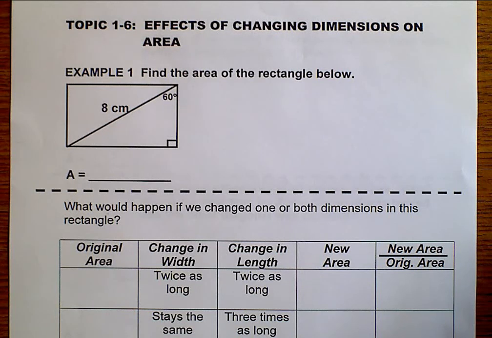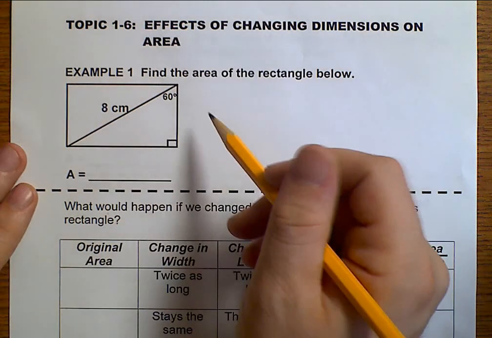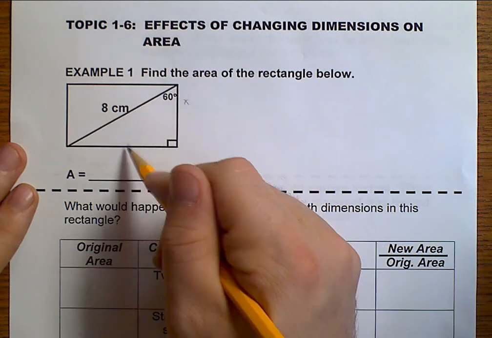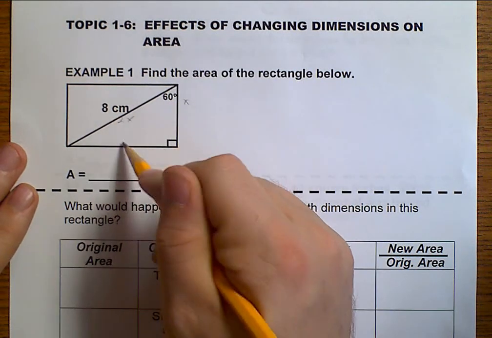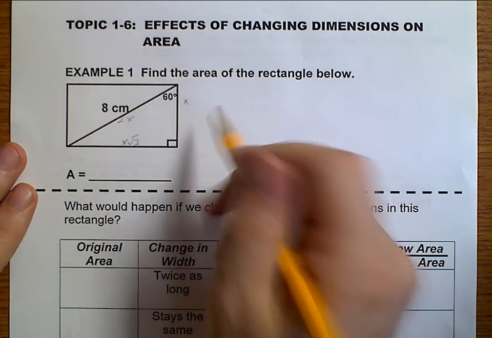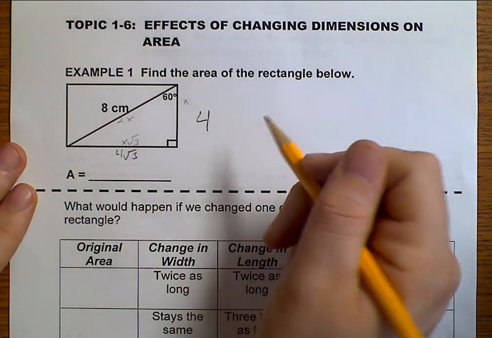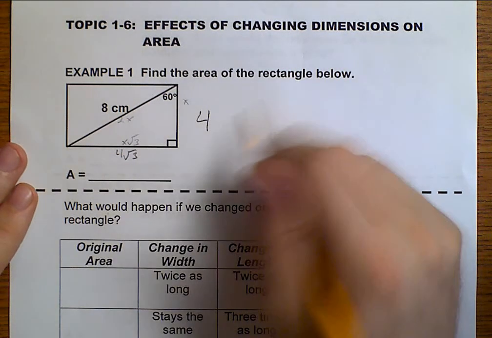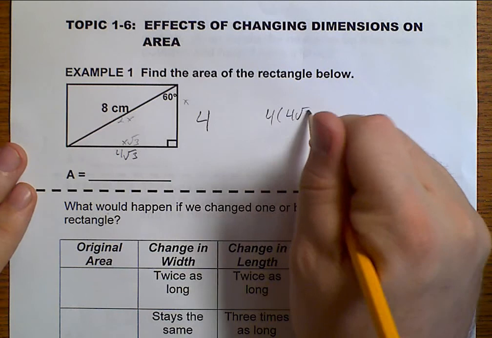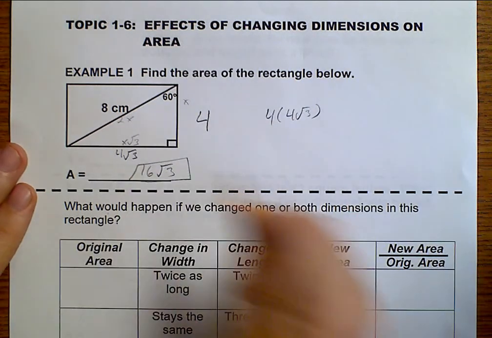So let's start off. When we want to find the area of this rectangle, we have a 30, 60, 90 triangle. So that would mean that this is x, 2x, and x on the square root of 3. So if that is 8, that means that this one is 4, and this is 4 on the square root of 3. To find our area, we just multiply 4 times 4 on the square root of 3, and we get 16 on the square root of 3.